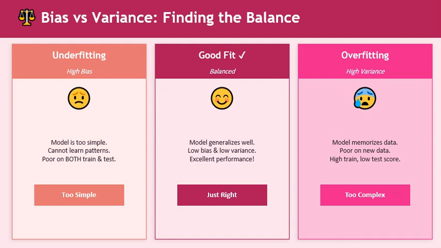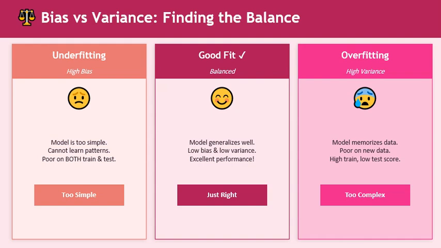And our goal is to have a good fit, a balanced model that learns useful patterns, generalizes well, and performs well on new data. Finally, we have overfitting, or high variance. The model here becomes too complex and memorizes the training data. It performs very well on training data but poorly on testing data, or maybe also on validation data. In real world applications, overfitting is a major problem.